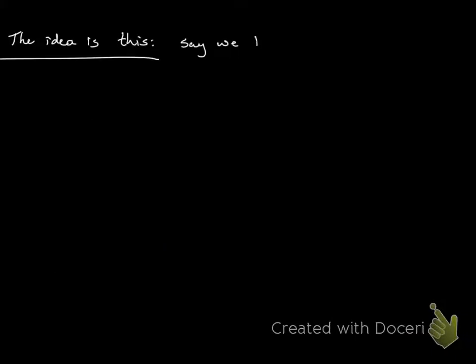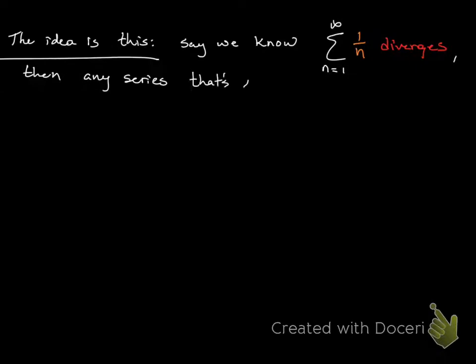Say I have the harmonic series, right? This guy I know diverges. We are able to show that. Then any series that's larger than the harmonic series should also diverge. I'm adding larger numbers up. So for example, if I have the harmonic series, I need some other larger series.